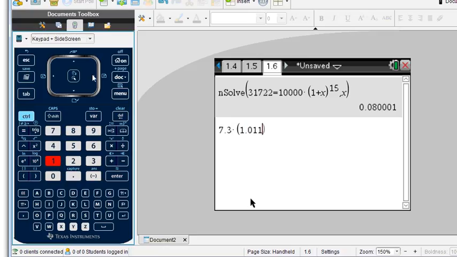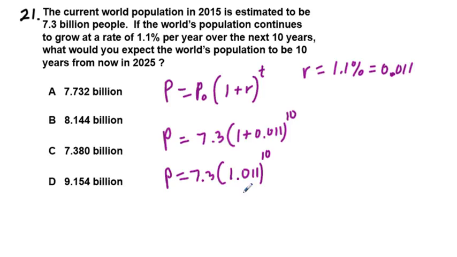1.011 to the power of 10, and we get 8.14394. So 8.14394, which most closely approximates this one, answer B.